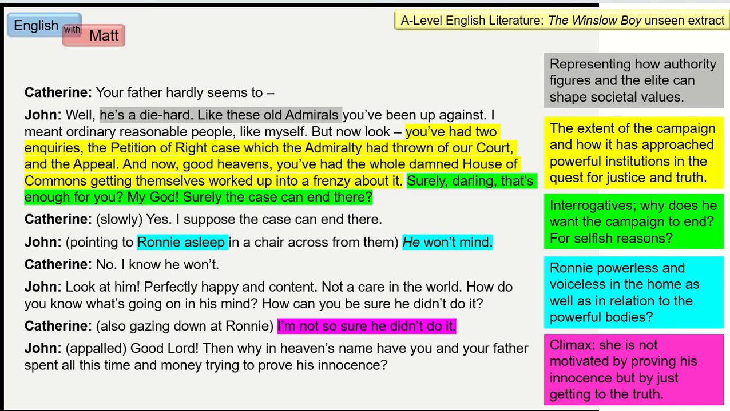He uses the adverb "surely" twice, meaning that he's trying to persuade her to give it up. Perhaps for selfish reasons, perhaps he's concerned about his own name and his own reputation, and he doesn't want to be laughed at by his friends, maybe.